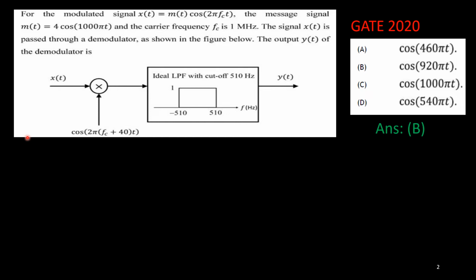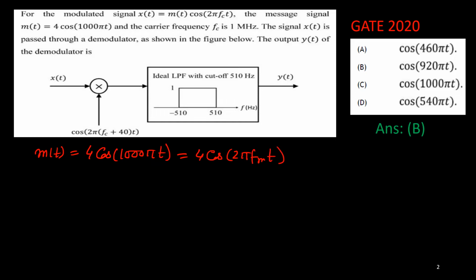So we can tackle this problem in a systematic way, and it is a very straightforward problem. Just see how to proceed. We will consider this xt first of all. So xt, mt is first given. What is mt? Mt I can write as 4 cos 1000 pi t. So we can write that in this form, 4 cos 2 pi fm t, where fm is the frequency in hertz.